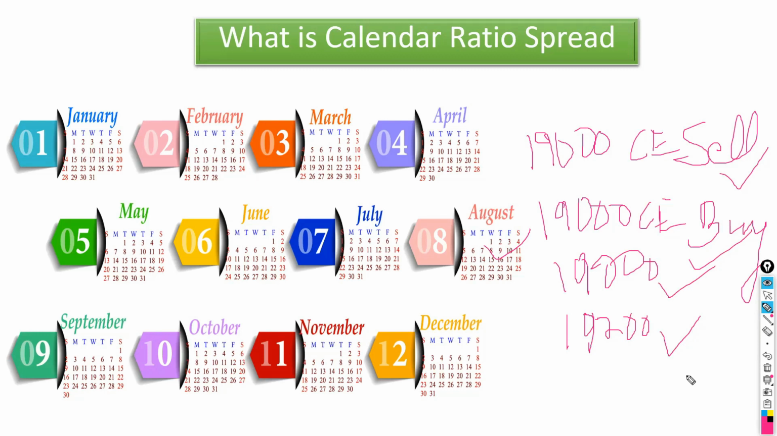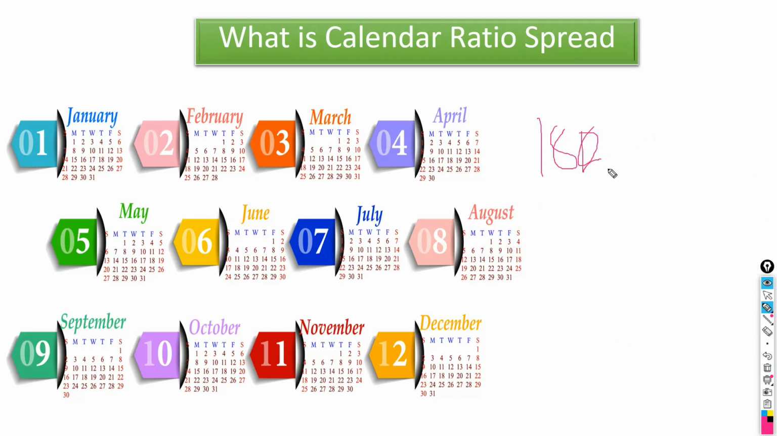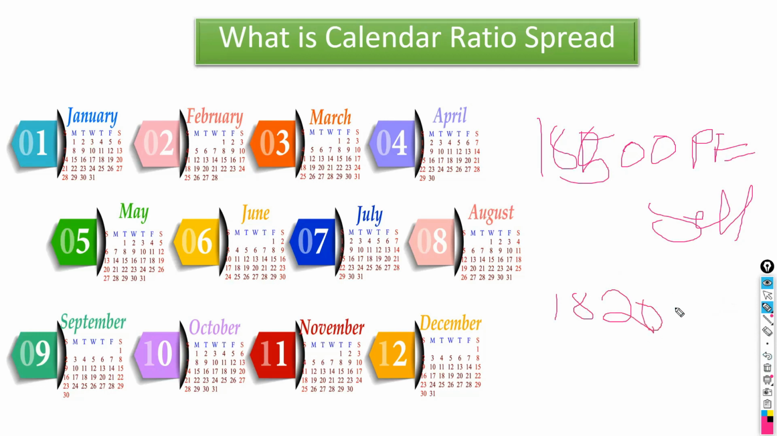Similarly, we'll take the put side also. Let's say in July, I sell the 18,500 put, and I take the 18,200 put and buy it. So one is sell, another one is buy, but the strikes are different and the expiries are different. This is called a put diagonal calendar spread. Hope you understand this brief. This is all about the calendar ratio spread.